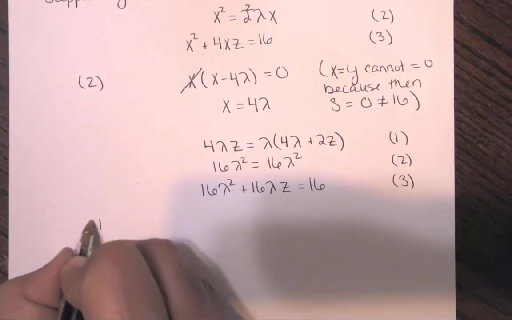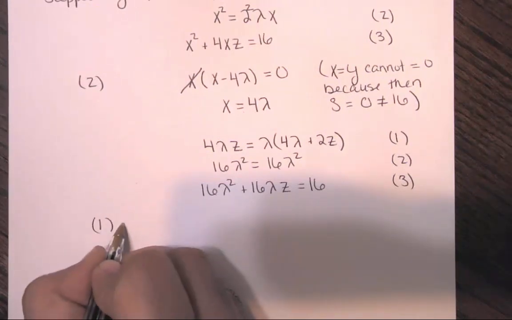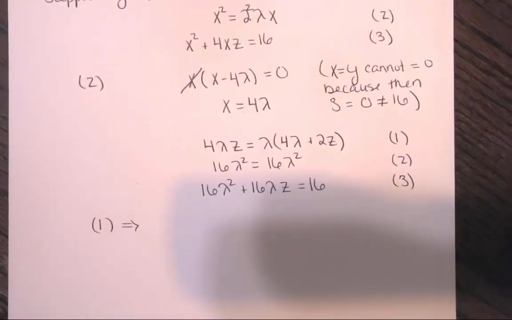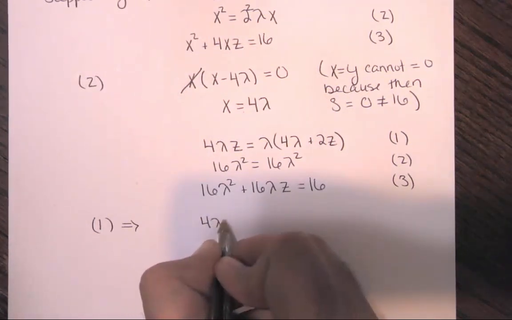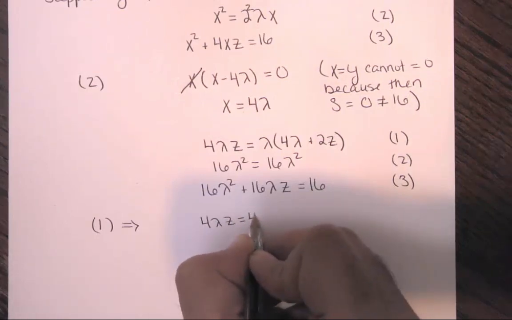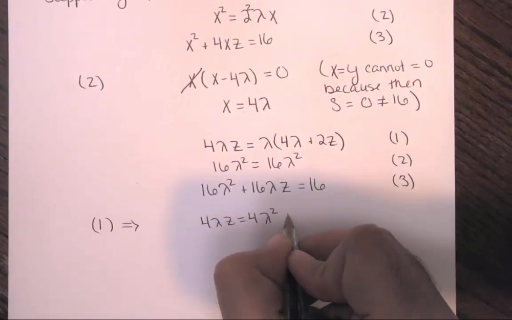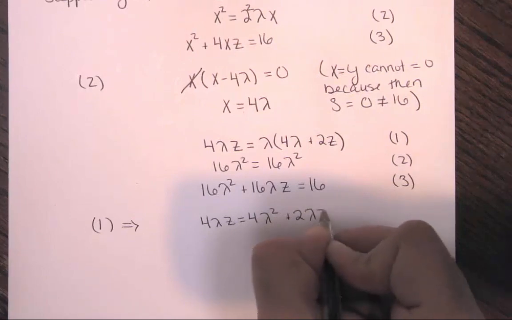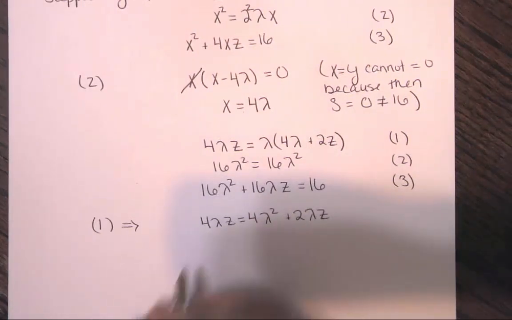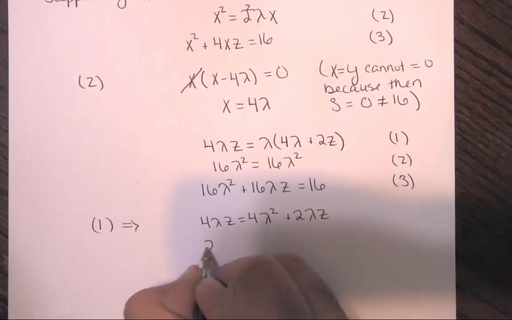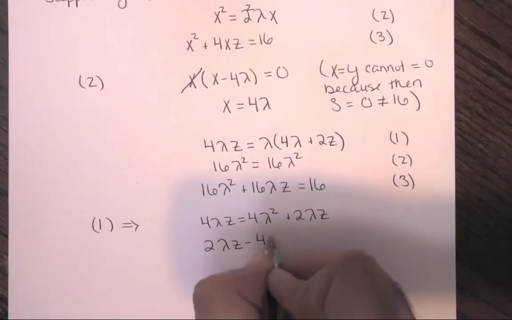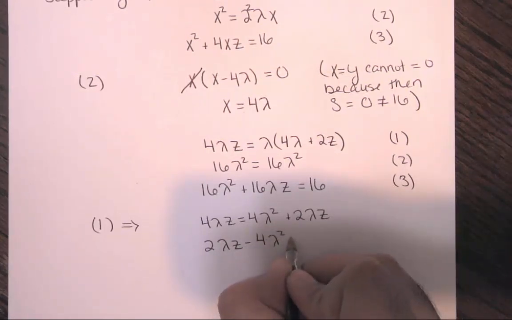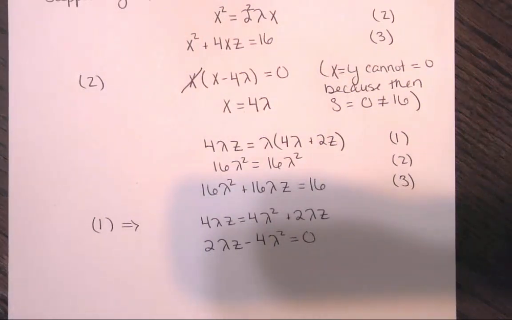So 1 would imply that 4 lambda z equals 4 lambda squared plus 2 lambda z. Take this and subtract it to this side. Subtract this as well while I'm at it. 2 lambda z minus 4 lambda squared equals 0.